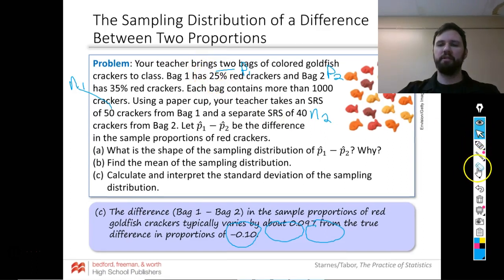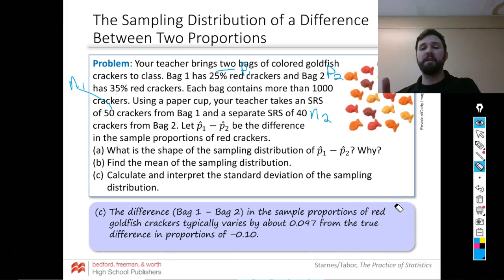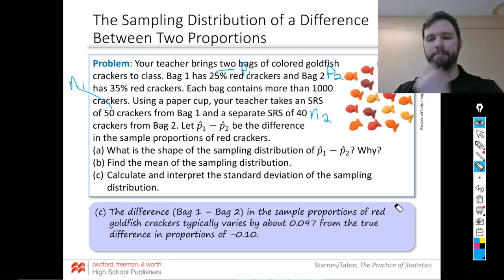So if I were to actually put this into words, I would say the difference between bag 1 and bag 2 in sample proportions of red goldfish crackers typically varies by the standard deviation, 0.097, from the true difference, which is negative 0.10. All right.